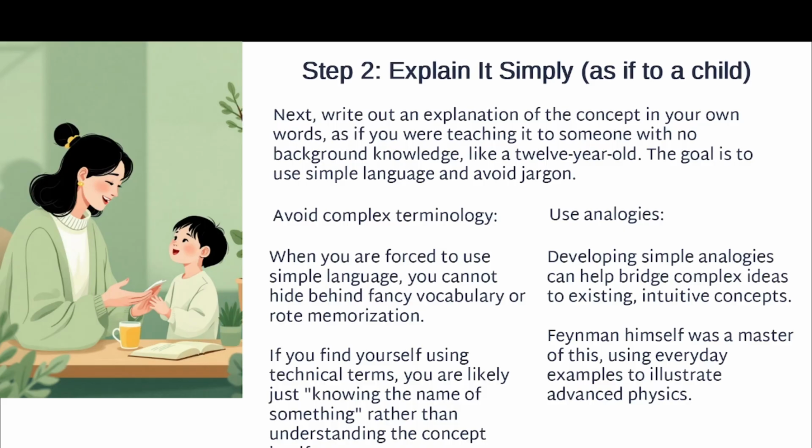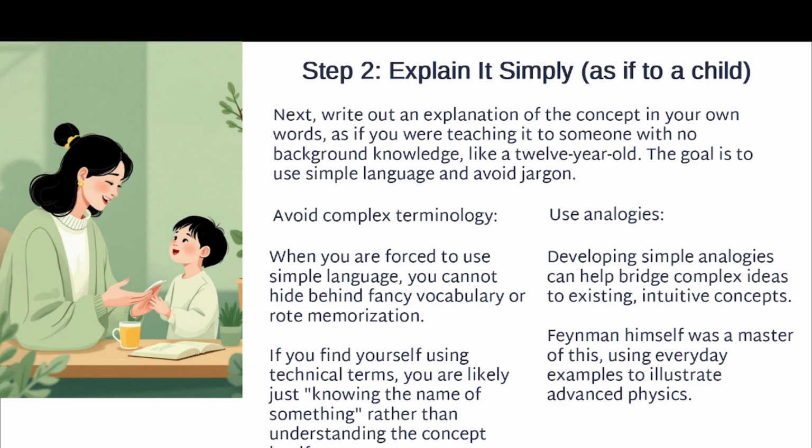If you find yourself using technical terms, you are likely just knowing the name of something rather than understanding the concept itself. Use analogies. Developing simple analogies can help bridge complex ideas to existing, intuitive concepts. Feynman himself was a master of this, using everyday examples to illustrate advanced physics.